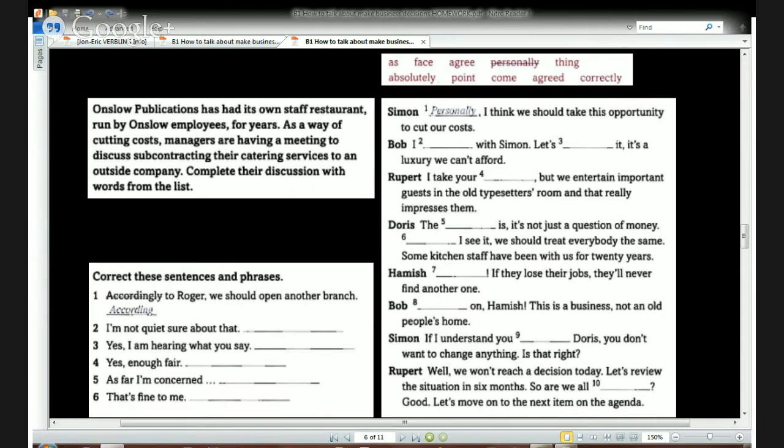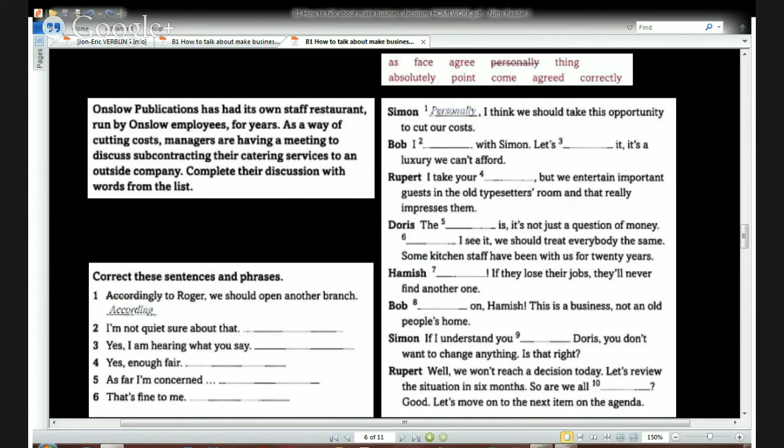This is another expression. It's written, "yes, enough, fair." But the right one would be, "yes, fair enough." Right. It's another expression. Yes, fair enough. In other words, I agree with your point. Okay? Monica, number 5? "As far I am concerned."